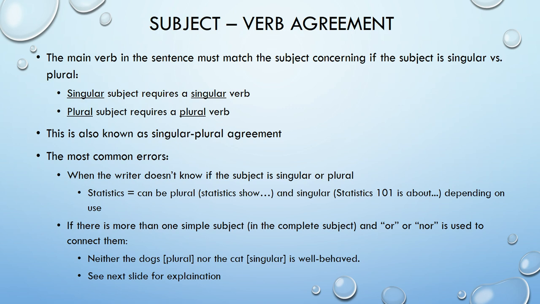One thing that writers stumble over sometimes is if they don't know if the subject itself is singular or plural. So as an example, you have the word statistics, which can be plural, statistics show that, or it could be singular. For example, the noun 101 is one class, or the statistics class, right? So in that case, it would be singular. And then also, one of the issues where people tend to stumble is if there's more than one simple subject, whether or not it's supposed to be plural or singular. And we'll talk about how to make that determination.